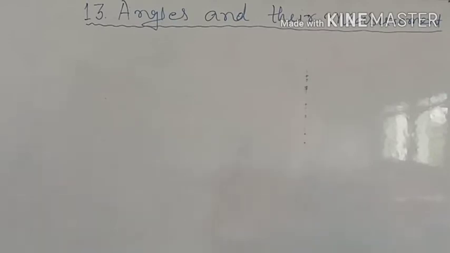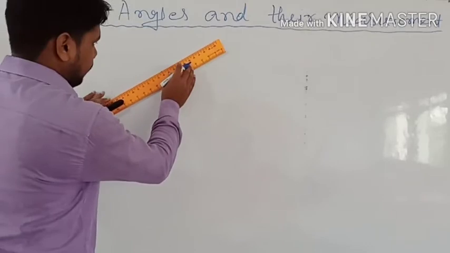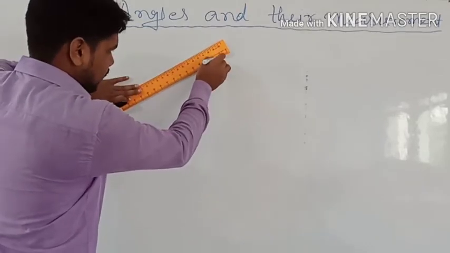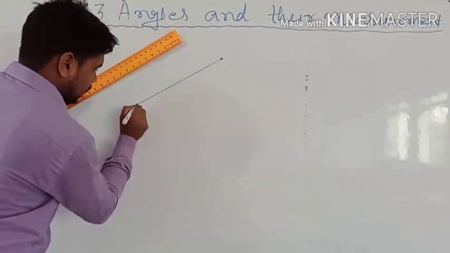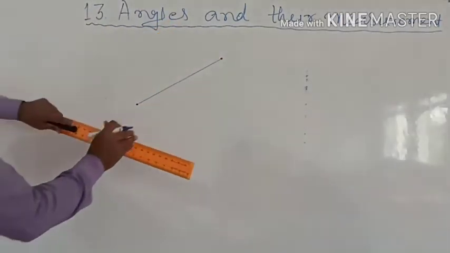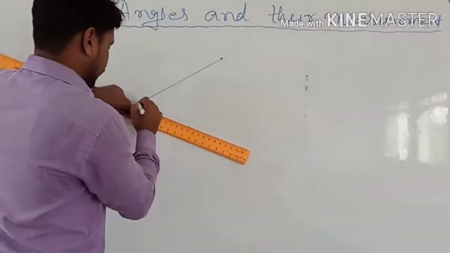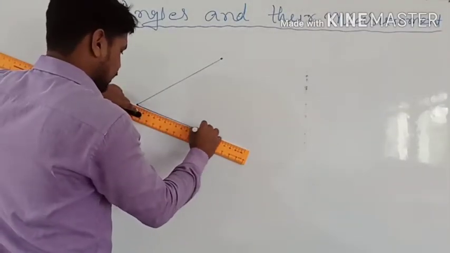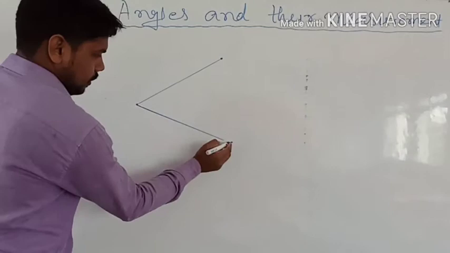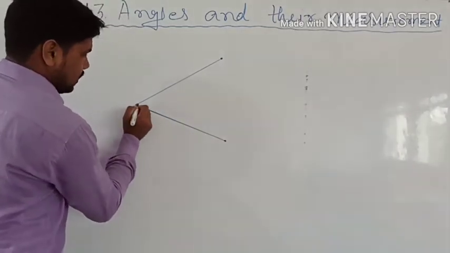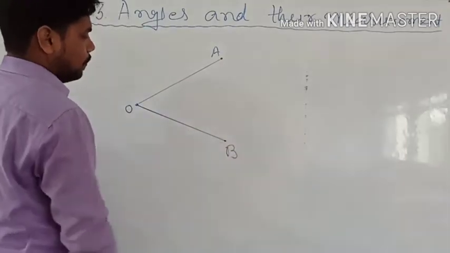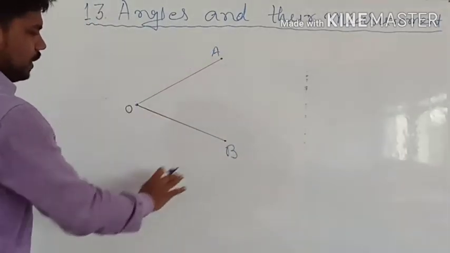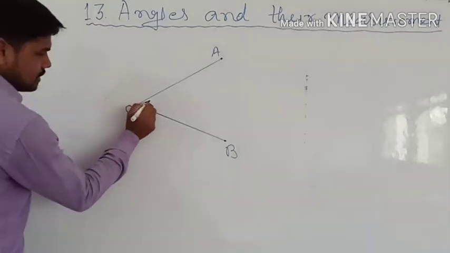Now the same thing is possible for two line segments also. Suppose two line segments meet at a point. Suppose this is one line segment I have drawn. Line segments have two endpoints, and here also I am drawing one line segment like this. Okay, so these are the two line segments. Suppose this is A, this is O, this is B. So AO and OB are the line segments, and this is the angle.